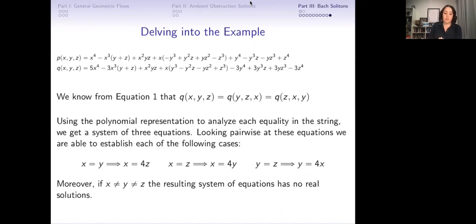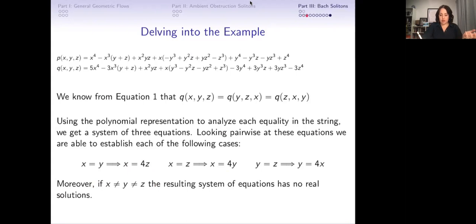Really delving into this a little bit more, my polynomials look like this. They were gross polynomials. I'm letting X, Y, and Z represent G11, G22, and G33. But it really was just a matter of looking at how these three specific polynomials interacted with one another. Using a polynomial system, I can look pairwise at each thing and see that when X equals Y, this forces X equals 4Z as well. Or when X equals Z, it forces X equals 4Y. Or if any two of them are not equal, then the system has no real solutions. It all came down to playing with polynomials.